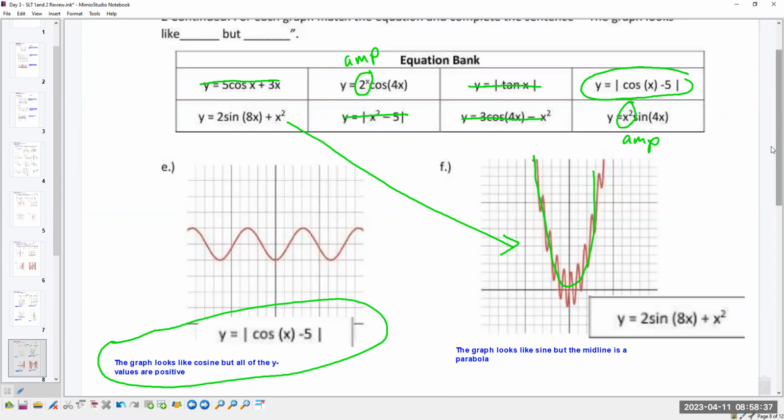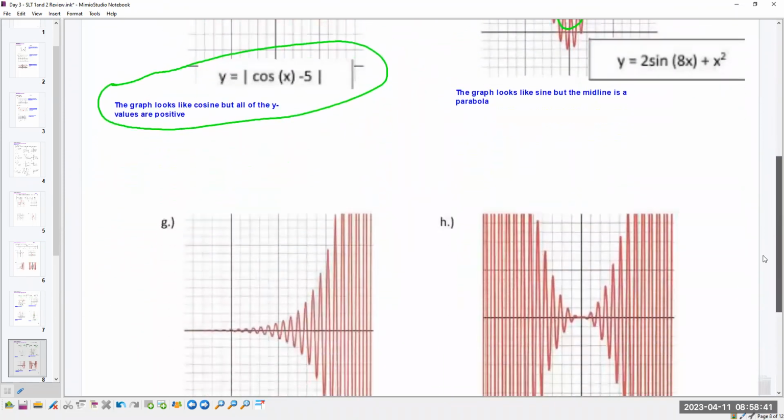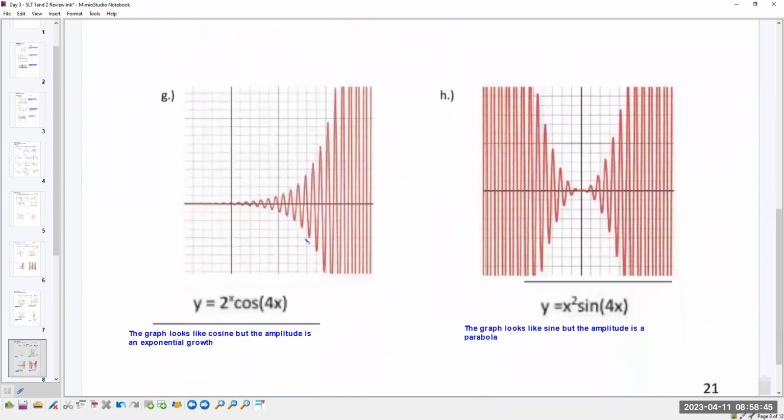And now I have these two left that have strange amplitudes. So the question is, which one has an amplitude of x squared and which one has an amplitude of 2 to the x? And you can see G, the amplitude is a growth function. And H, the amplitude looks like a parabola. And that literally is what I wrote for my sentences.